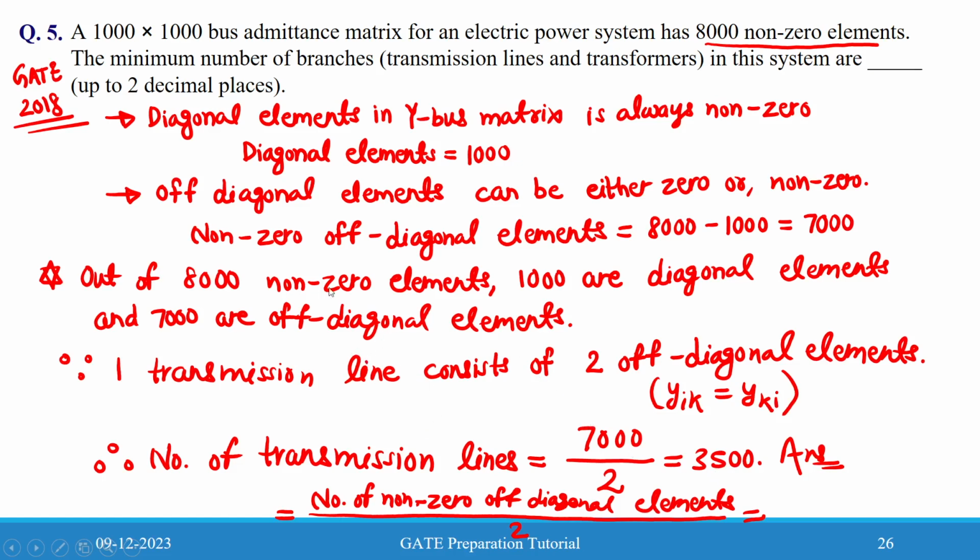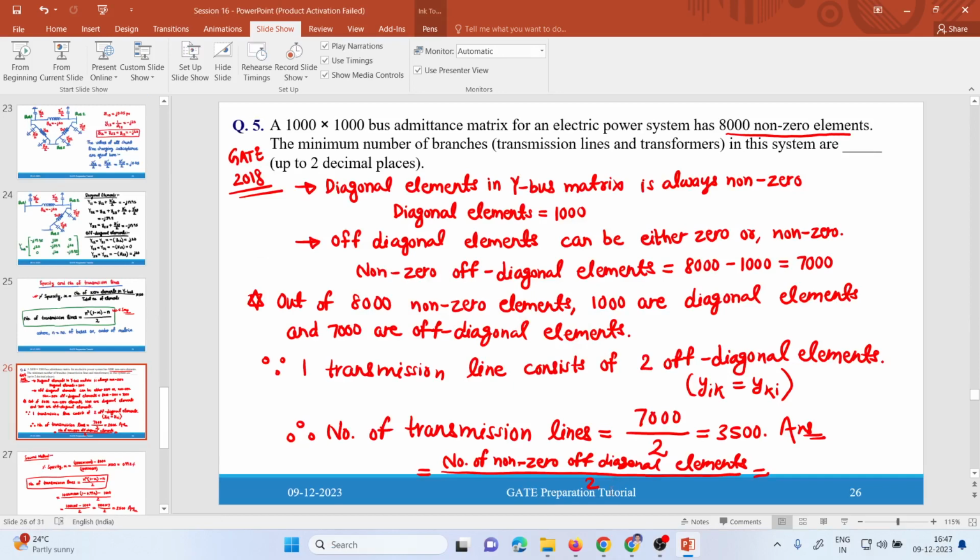Anil, did you get this problem? Anil? No, sir. Can you repeat, sir?